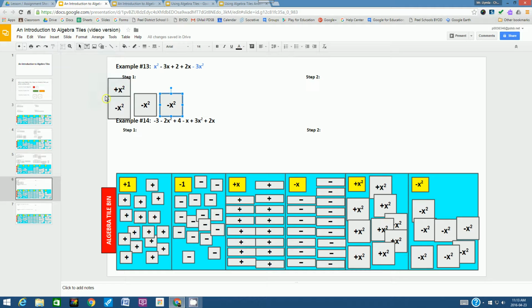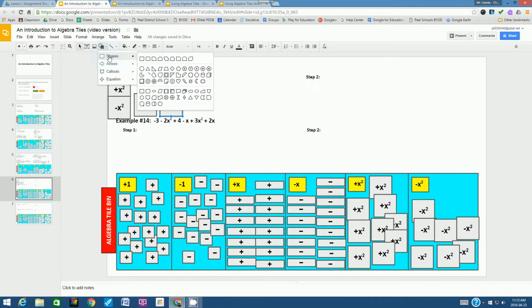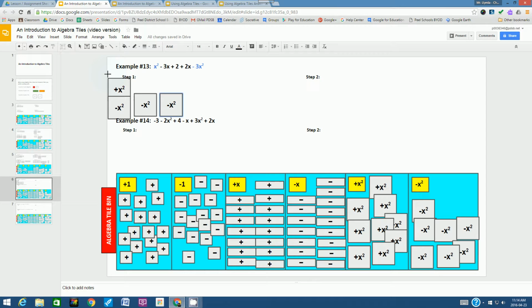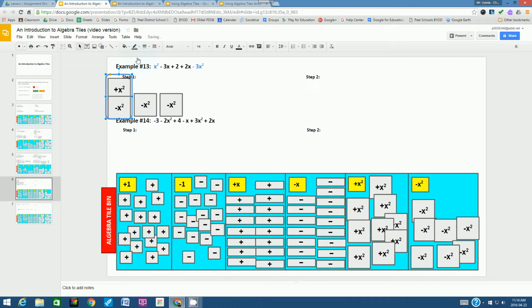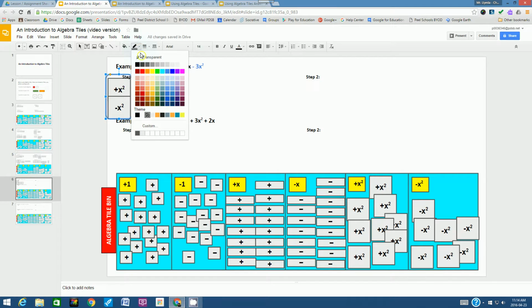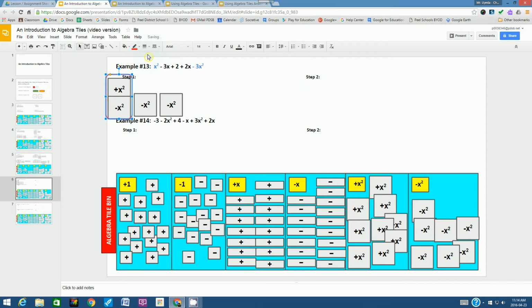So what we want to do is circle them. Let's go up to the shape tool here and choose shapes, and let's choose a rounded rectangle. And we're going to draw a loop around that zero model. Now, unfortunately, it covers up those tiles. So we have to use the fill color and make it transparent. And then I want to change the color to red, and make the line a little bit thicker, to 2 times.